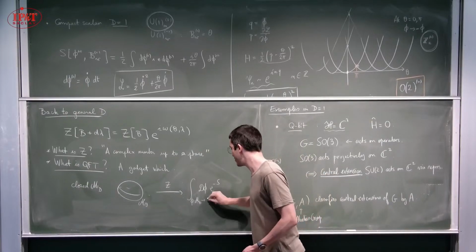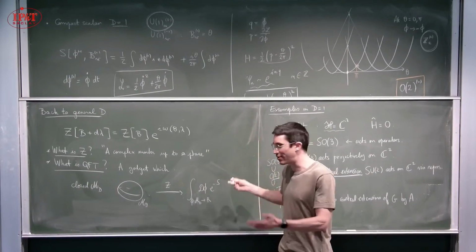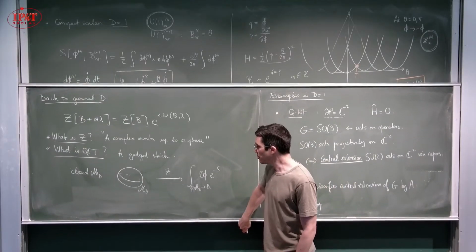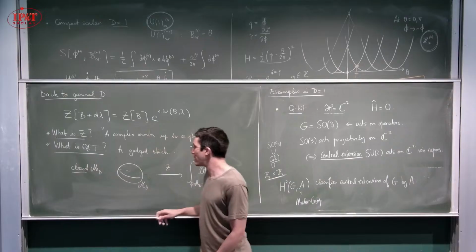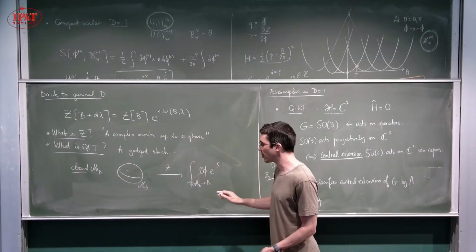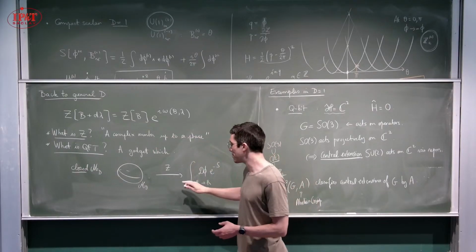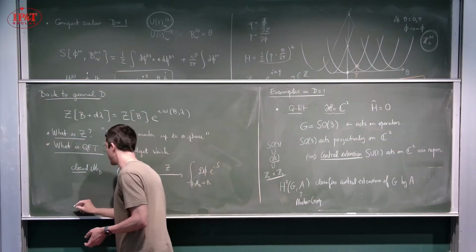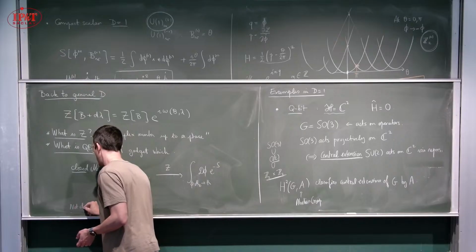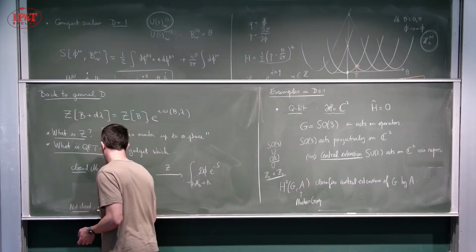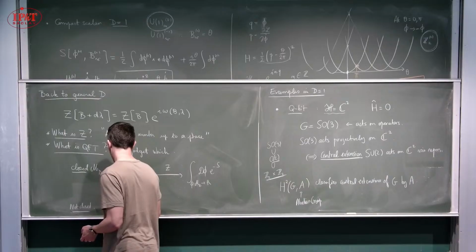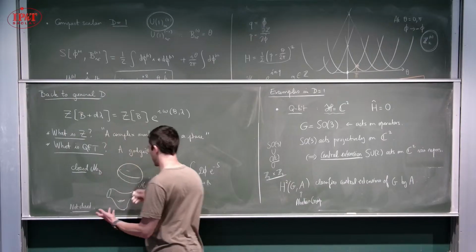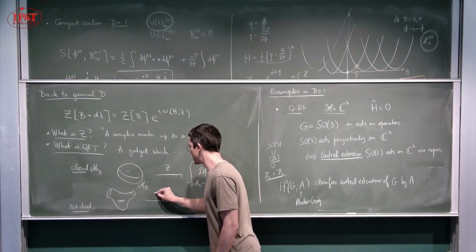Up to whatever field they take values in, or you could have something more general. The point is you need this to be closed. Otherwise, you don't get a number. If it's not closed, you need to specify what's happening at the boundary. You need to specify a boundary condition. If it's not closed, then you have something like that.